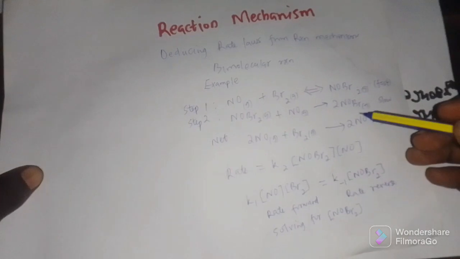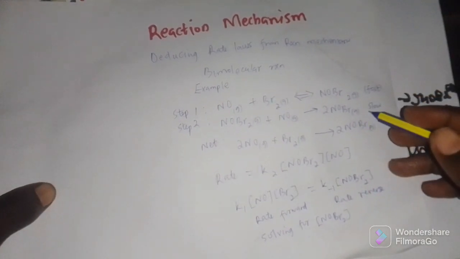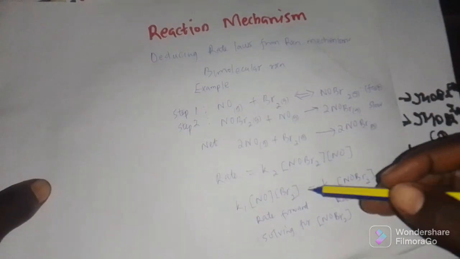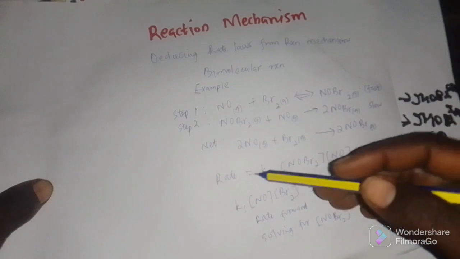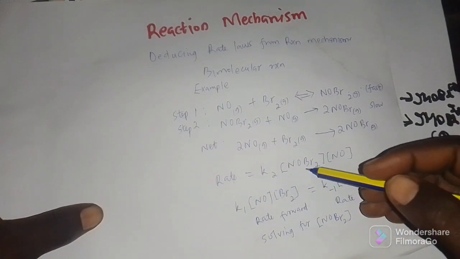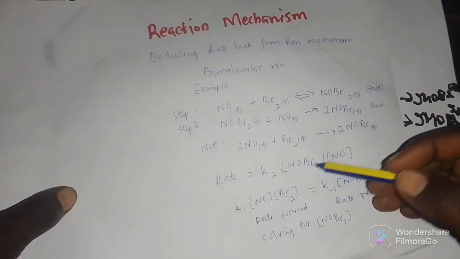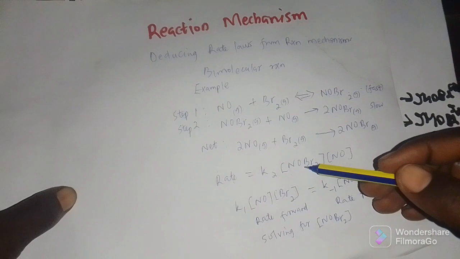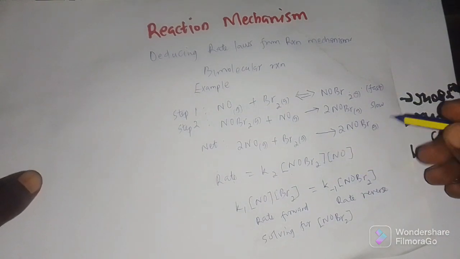That's how we write the rate law for a reaction mechanism of a bimolecular reaction. We consider mostly the slowest step of this reaction. After looking at the slowest step, we write the rate of the slowest step. If there are intermediates in that rate, then we solve for those intermediates. After solving for intermediates, we'll have our rate law.